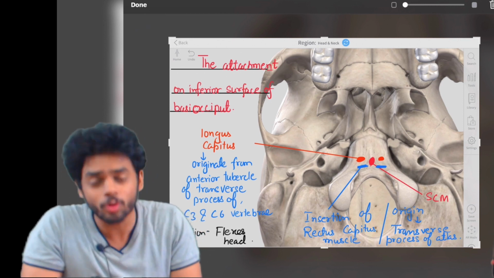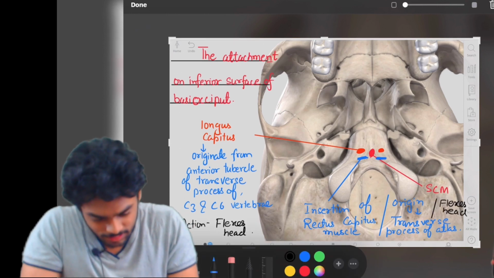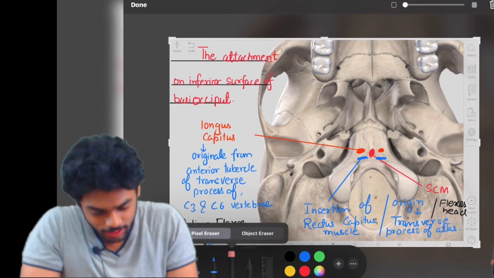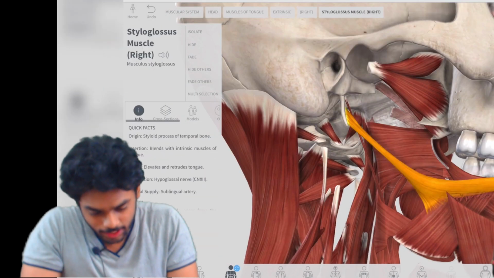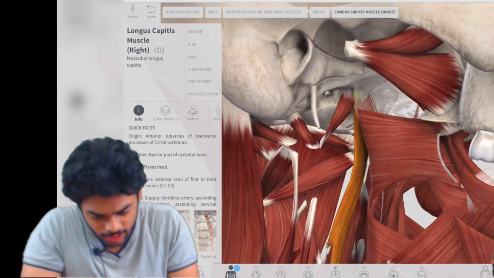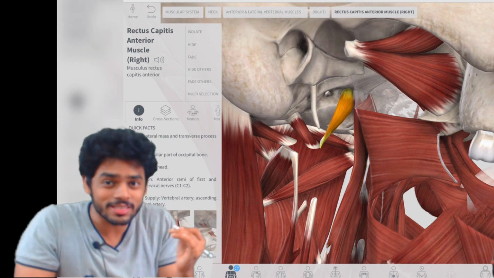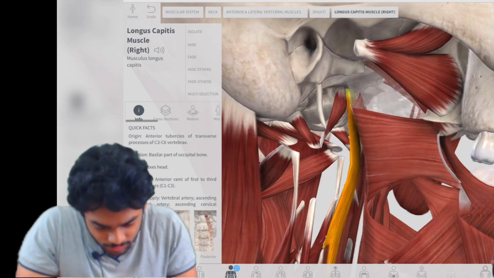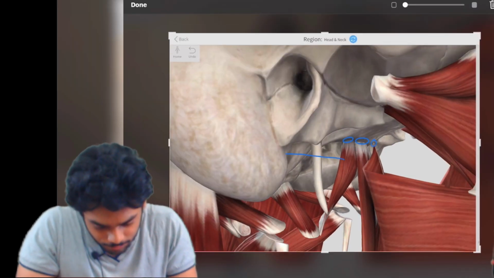Let me show you on the diagram how that looks. See, the action is also here. The action is that it flexes the head, and here. Okay, let me show you. Let me remove all these muscles and show you those three muscles. Can you see the three muscles? This is the first, second, and third.